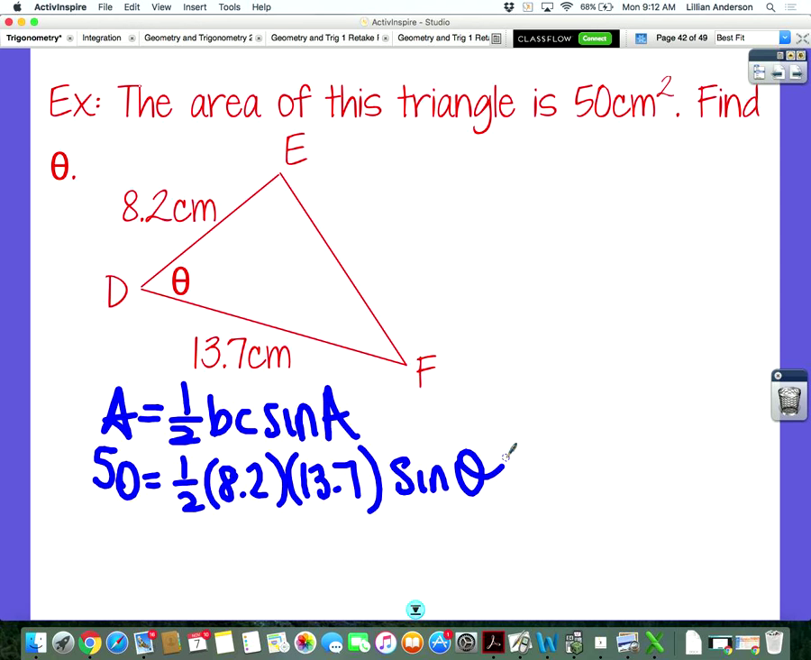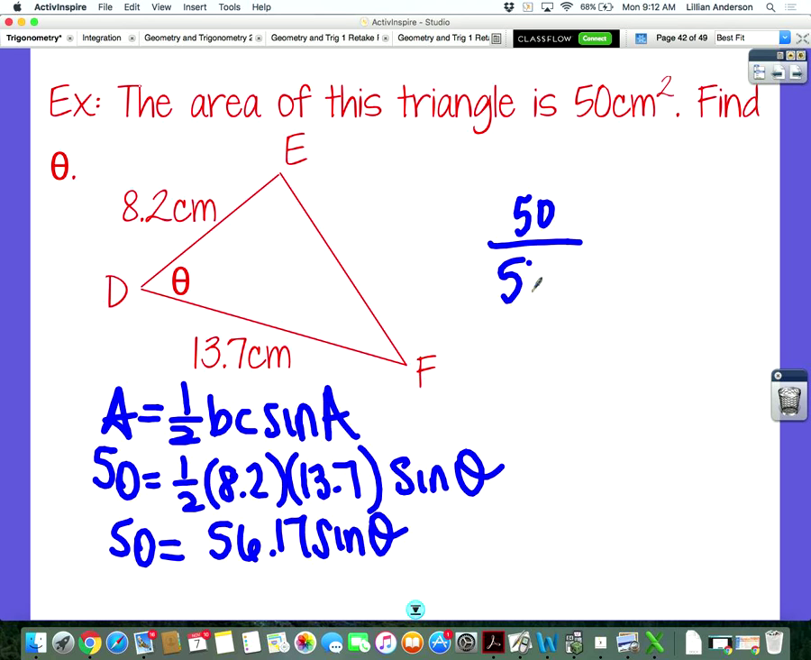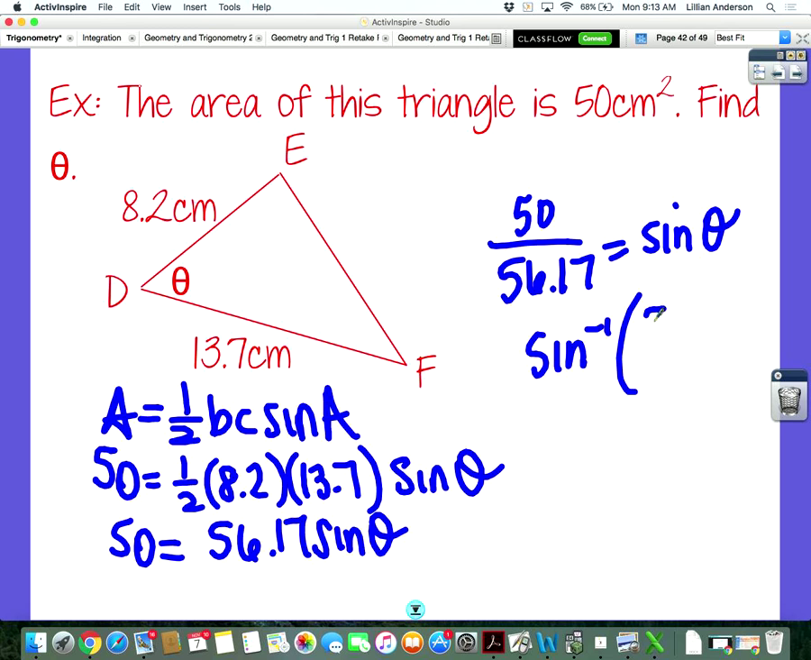So pretty much this is nothing but an equation that we solve for theta. Okay? How do we solve for theta? What do we do? Multiply all these together and then divide. So what's half of 8.2 times 13.7? 56.17. So we basically have 56.17 sine of theta. We'll divide both sides by 56.17. And then, of course, you cannot forget, whenever we're looking for an angle, we're always going to take the inverse.